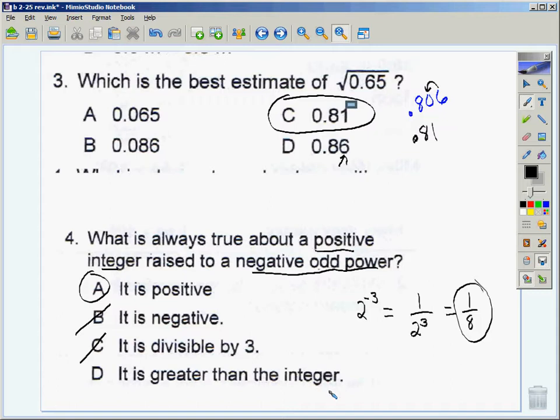It could be equal. When would it be equal? If the integer I picked was 1. Because 1 to a negative power is still going to be 1. So that's why A is the correct answer for number 4. Are there questions on 3 or 4?